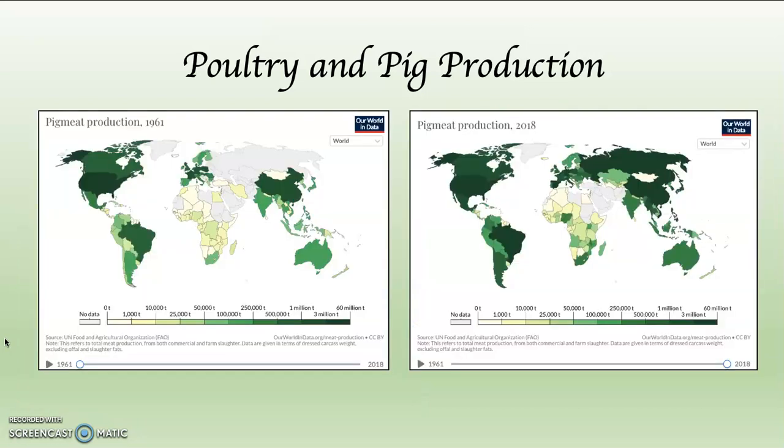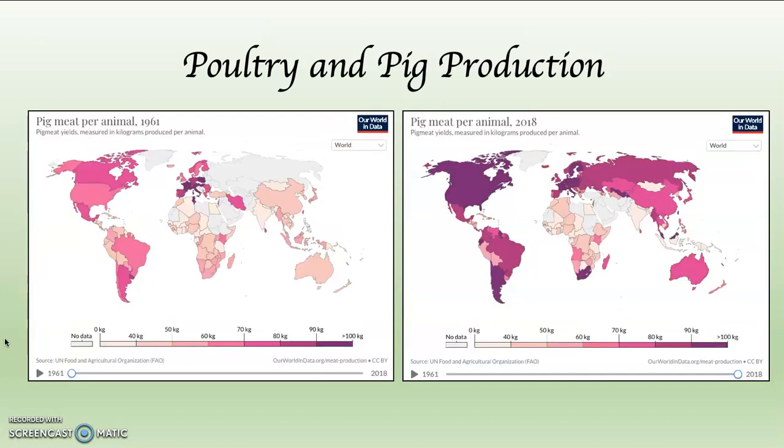Pig meat production 1961 and then 2018. Notice the United States, we're pretty much where we've been, along with Canada and Mexico. But in other places, it's gone up. In some parts of South America and then in some parts of Europe, it's gone up. In Africa, a little bit. But notice the Middle East, North Africa, this is mostly because people are Muslims and they don't eat pork. Now, pig meat per animal. Well, this has gone up almost across the board, which means we're making the animals bigger.